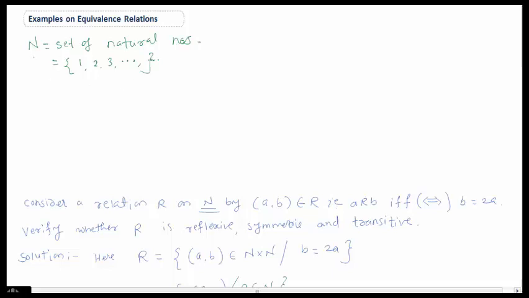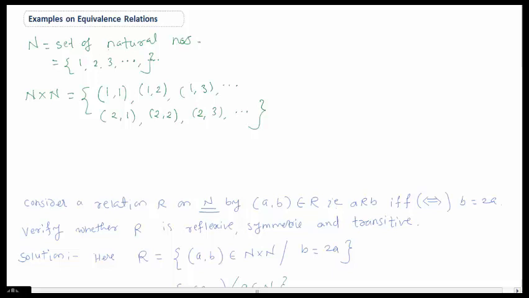We have to define an equivalence relation, a relation on this set. First we have to write N cross N. How can you write N cross N? It is the set of all ordered pairs of natural numbers, that is (1,1), (1,2), (1,3) and so on, and next (2,1), (2,2), (2,3) and so on. So there are an infinite number of ordered pairs of natural numbers.